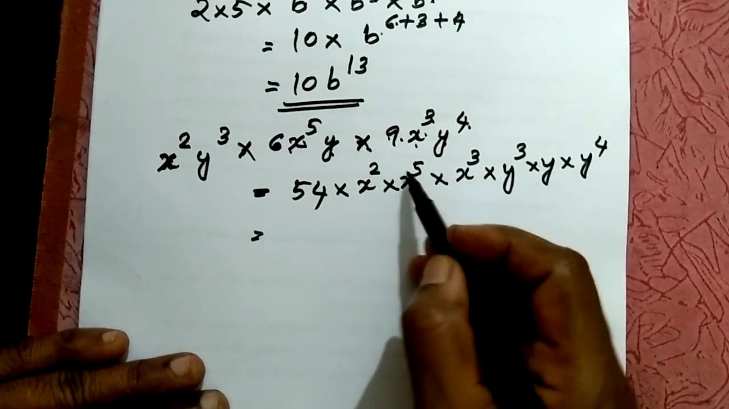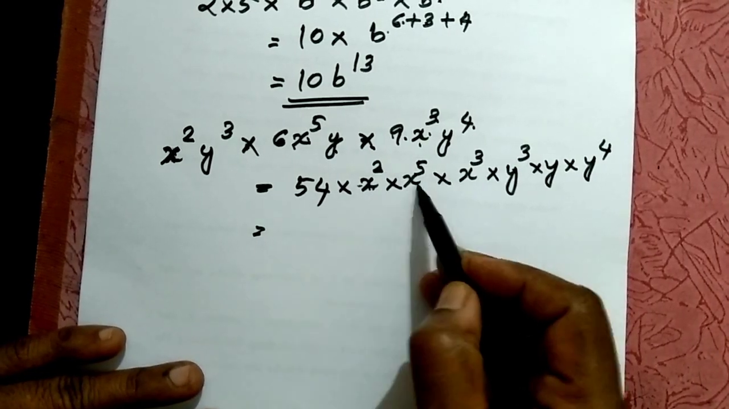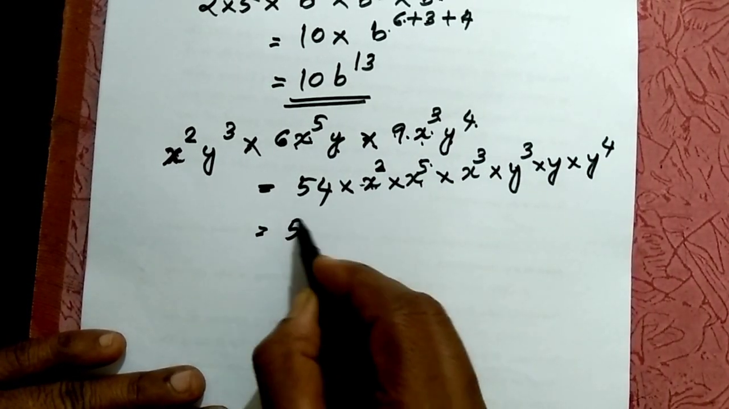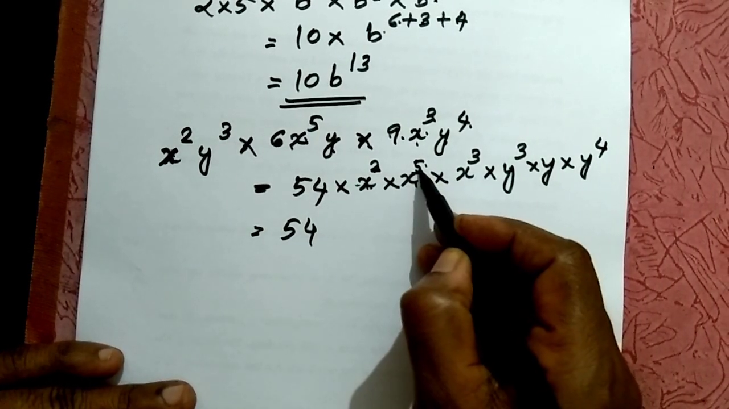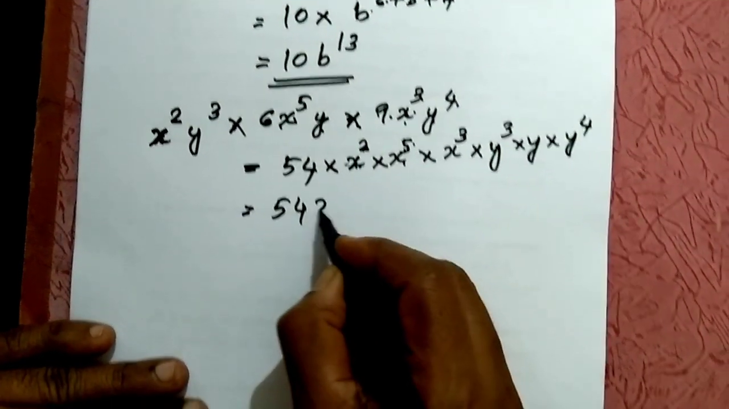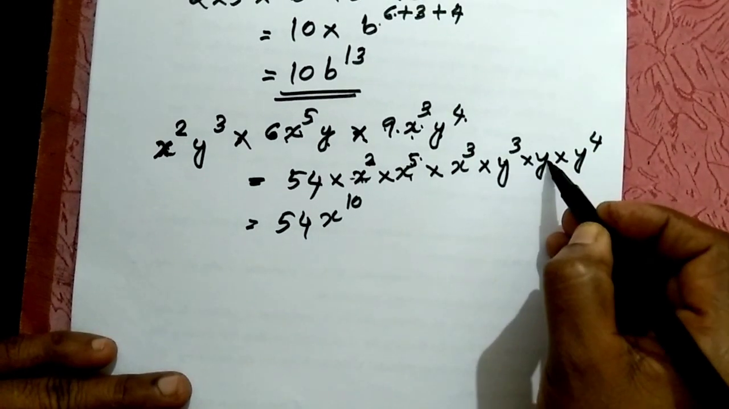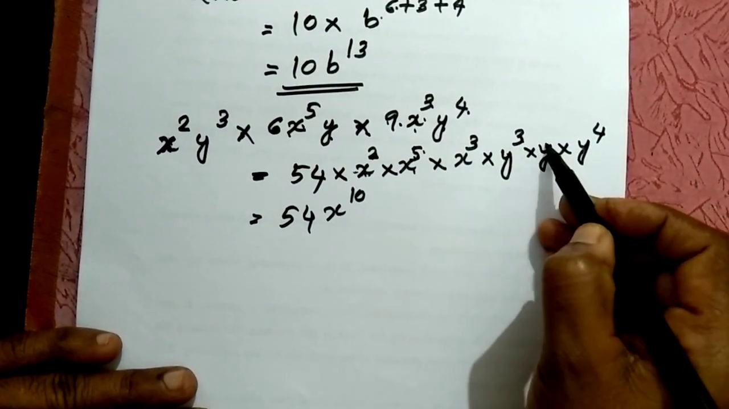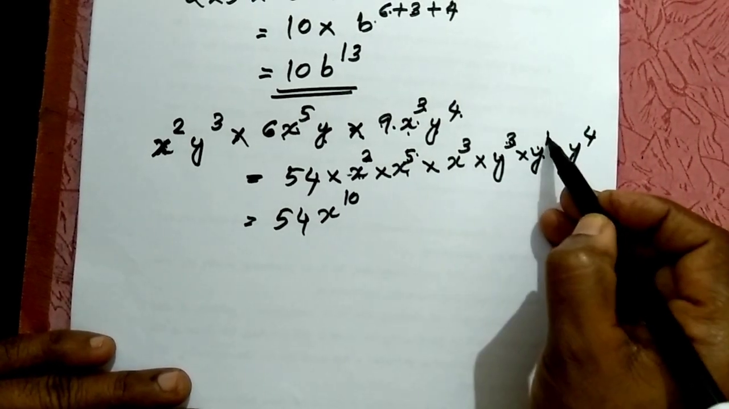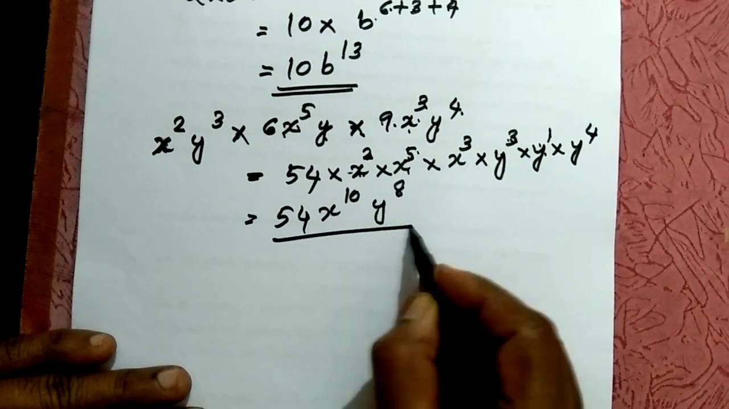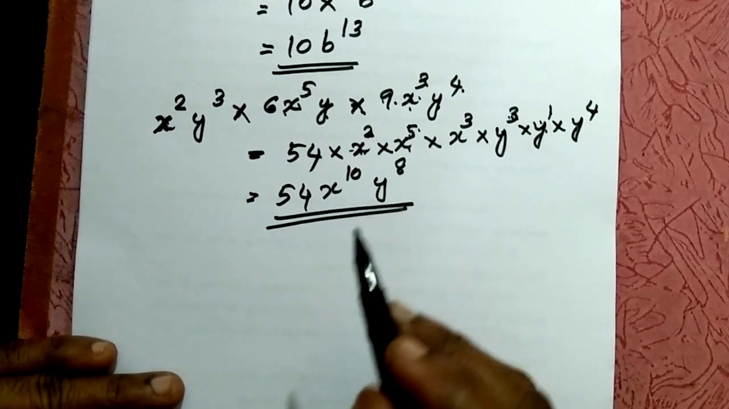It's easy to do this product using the product law, that is a raised to m into a raised to n method. So 54, x raised to 2 into x raised to 5, 2 plus 5 is 7, 7 plus 3 is 10. So x raised to 10. Then y raised to 3 into y raised to 4. Here y means y raised to 1, so 3 plus 1 plus 4, that is 4 plus 4. So y raised to 8. Final answer is 54 x raised to 10 y raised to 8.